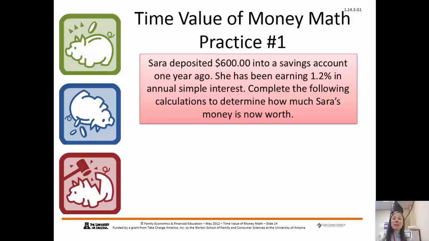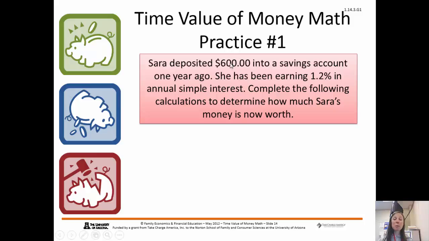And let's look at this practice now and see if you can give this a try. So after I read this, pause it and put these numbers in, or actually I will put those in, and then you can try as well. So Sarah deposits $600 into a savings account 1 year ago. She's been earning 1.2% in annual simple interest. Complete the following calculation to determine how much Sarah's money is worth now.